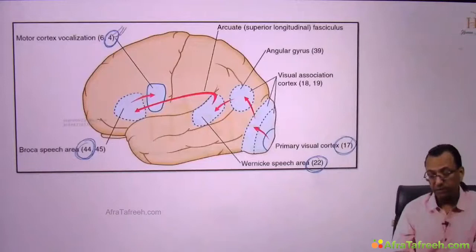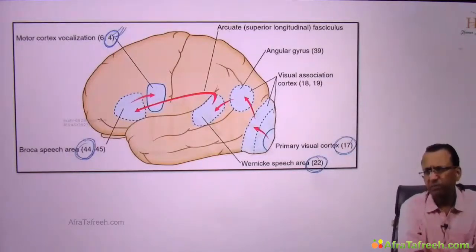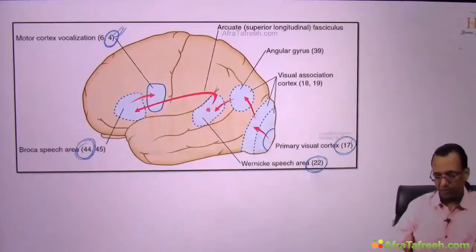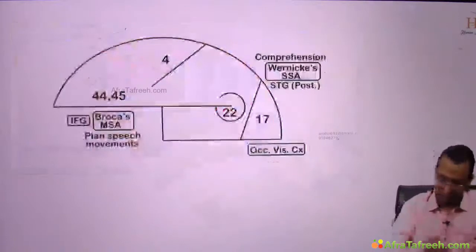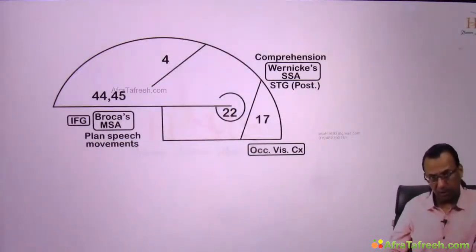This is the diagram which we are going to draw now. How is it? What is the pathway? Area number 17, after that it is area number 22, after that it is area number 44, and after that it is area number 4. This is the diagram which we are supposed to draw. Let's do it. So this is the diagram you are going to draw now, giving a task to the patient to speak aloud something written there.